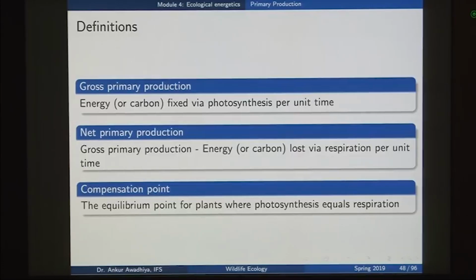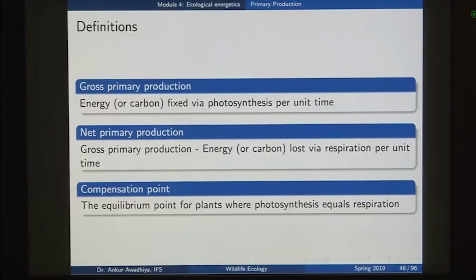So, at these 2 points the plant is neither absorbing carbon dioxide nor releasing carbon dioxide, and it is neither absorbing oxygen nor releasing oxygen. These 2 points normally occur during early mornings and late evenings, and are known as the compensation points.